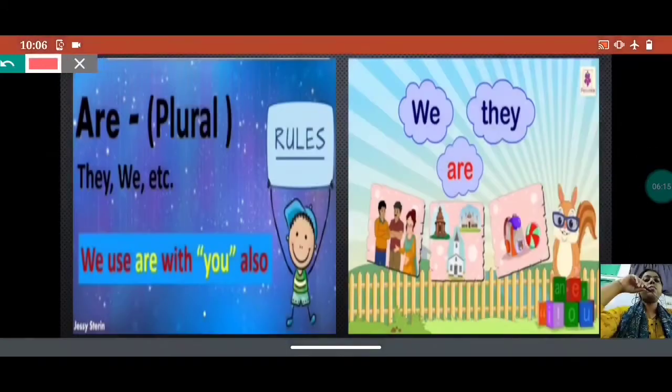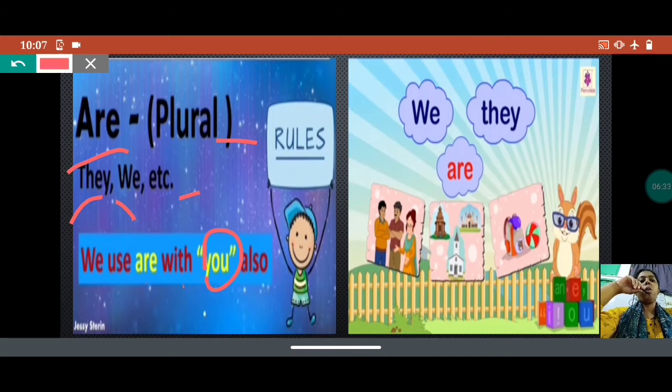Next, when do we use plural are? Are is used for plural nouns. Plural nouns are all those nouns which talk about more than one person, place, animal or thing. For example, they, we, etc. We use are with you also.